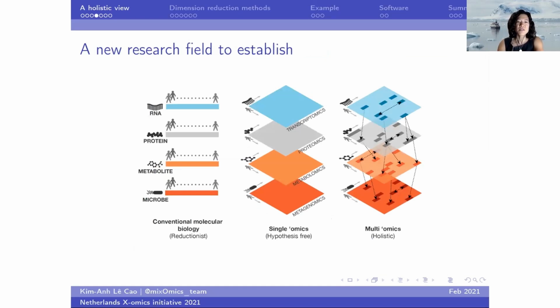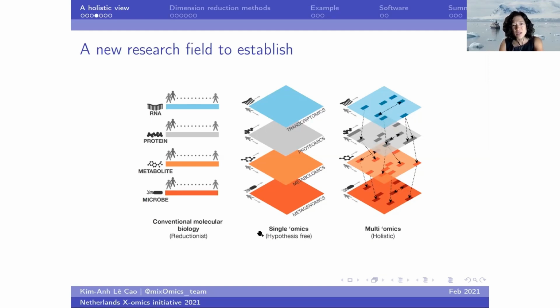And so we started from a reductionist type of approach, where we would look at a single RNA molecule across individuals. We went then a few years later to single omics, where we would measure thousands of the same type of molecule across individuals, for example, here in transcriptomics. And now we're entering the multi-omics era, where we are measuring different types of omics across the same individuals. And here we're trying to really understand what are the interactions and the relationship between all these different molecular layers.